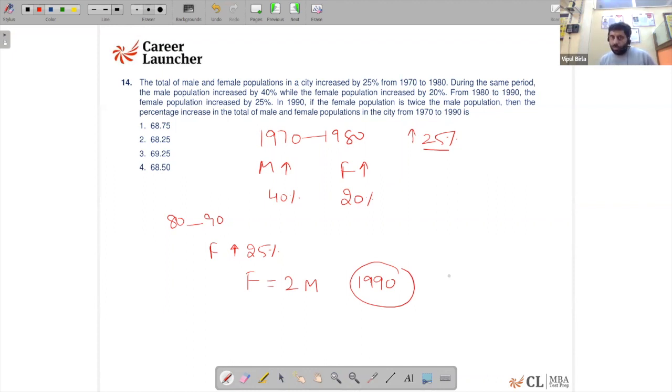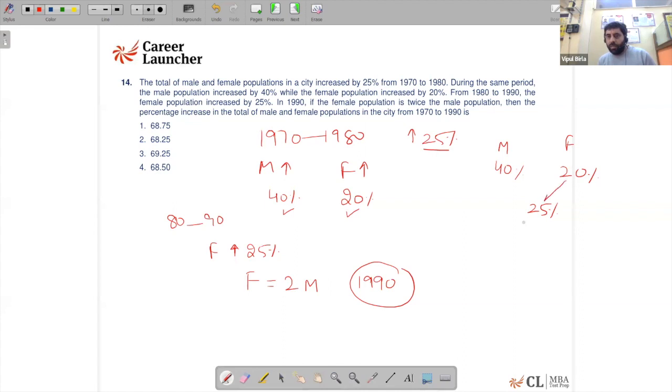So some information is given from 1970 to 80, then 80 to 90 only for female. Based on that, the resultant is that female is going to be twice of male, and then we are supposed to identify the overall change. Now, one thing I know: the male population increased by 40% and the female by 20%, and their average increase is 25%. So with the help of alligation, male is 40%, female is 20%, and the average increase is 25%.